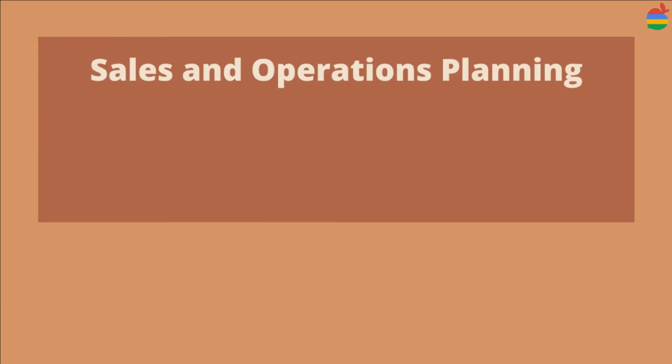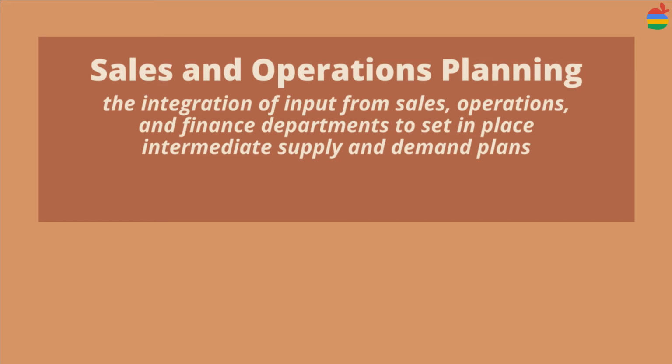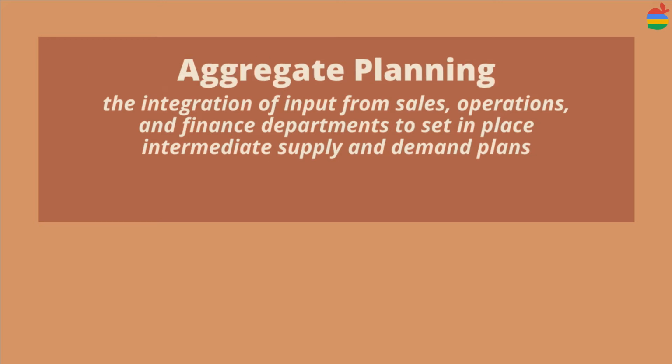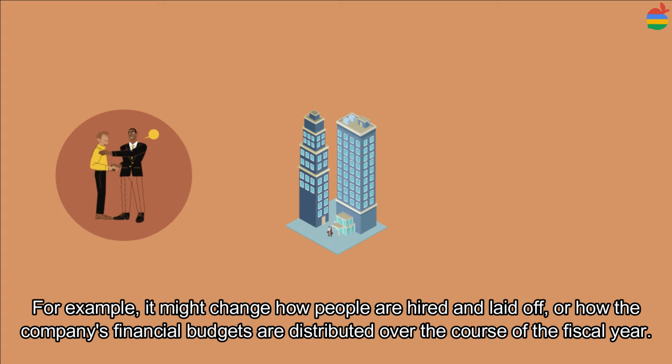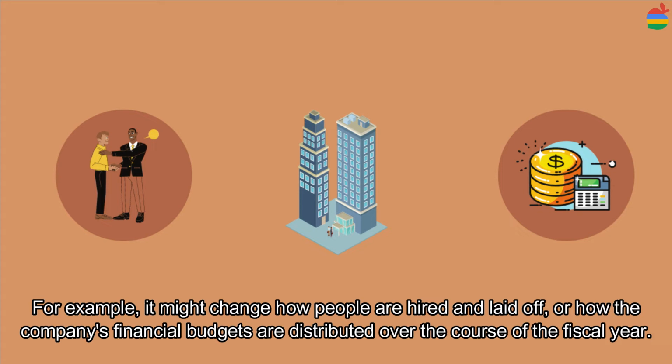Part of supply chain management is sales and operations planning, which is the integration of input from sales, operations, and finance departments to set the production, inventory, and demand plan. It is also sometimes called aggregate planning. In addition to being based on information from different parts of the company, sales and operations planning influences functions throughout the company. For example, it might change how people are hired and laid off, or how the company's finance budgets are distributed over the course of the fiscal year.